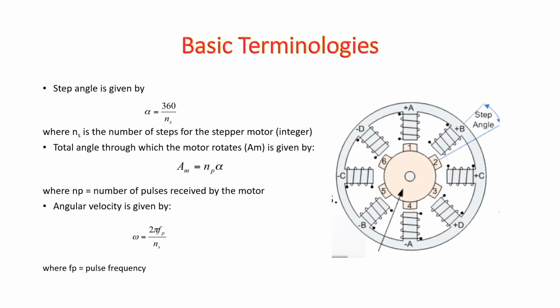Then how do you find out the steps? Step angle is very, very important. So how many steps are there? Okay, so here there are totally eight steps. Suppose you want to have 36 steps, then the angle is 10 degrees.